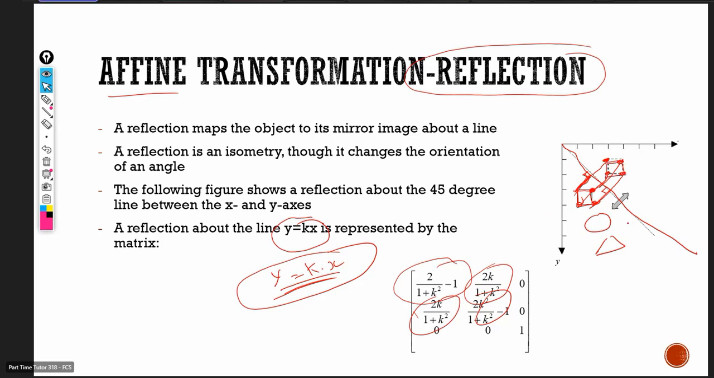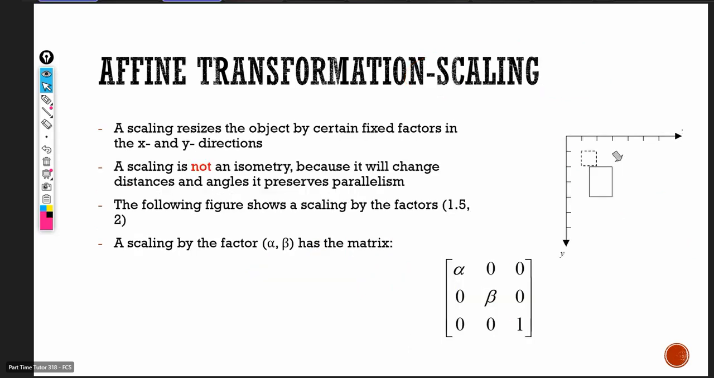If you have a shape like this, the image of this point will be here, the image of this point will be here, the image of this point will be here, and this is the image. Any question about this? This is for the reflection. We have seen the translation, the rotation, and the reflection. Now we'll see the scaling.